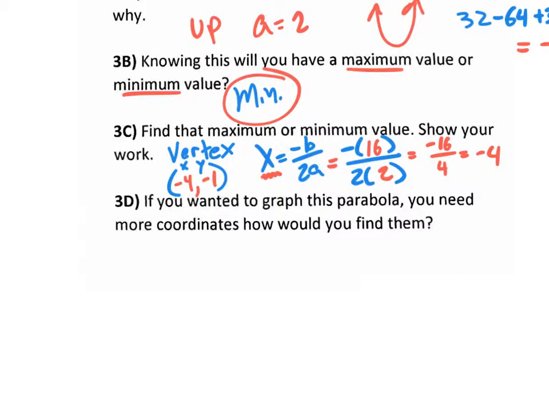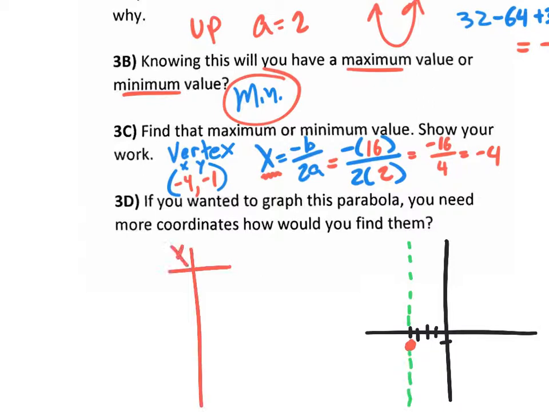3D. If you wanted to graph this parabola, you need more coordinates. How could you find them? XY table. Perfect. So let me just do a sketch here. Here's my XY plane. I already know that negative 4, negative 1 is my vertex. I would draw an axis of symmetry right through it. And then if I needed more points, I go to an XY table and I plug in some values.